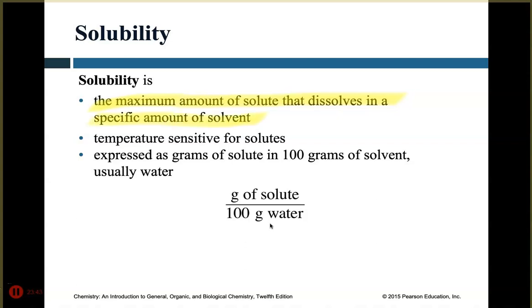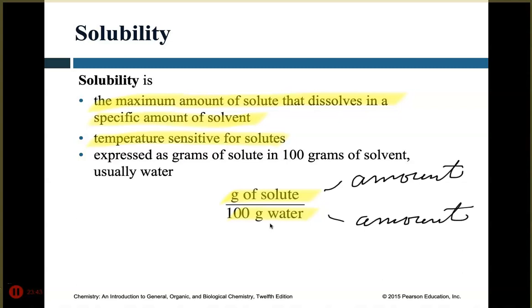We'll talk about this in a future slide, but temperature will affect how solutes dissolve in water. It will also depend if they're going to be solids or gases. And what we usually express concentration as is an amount of solute per an amount of water. So I'll specifically say an amount and an amount.